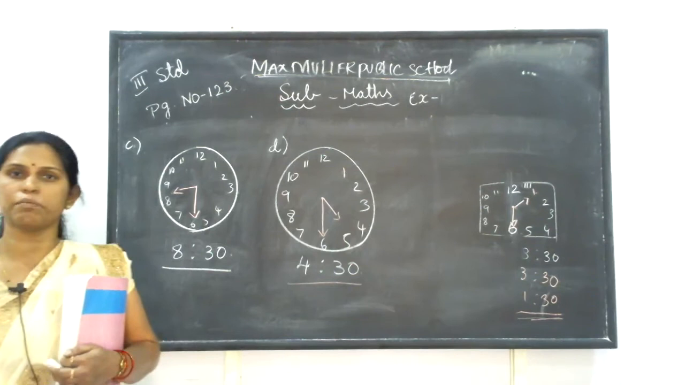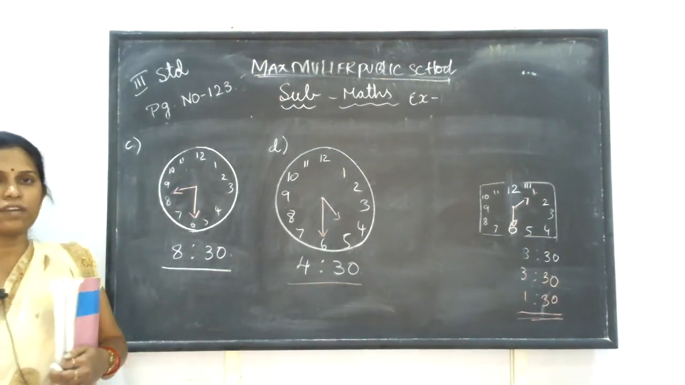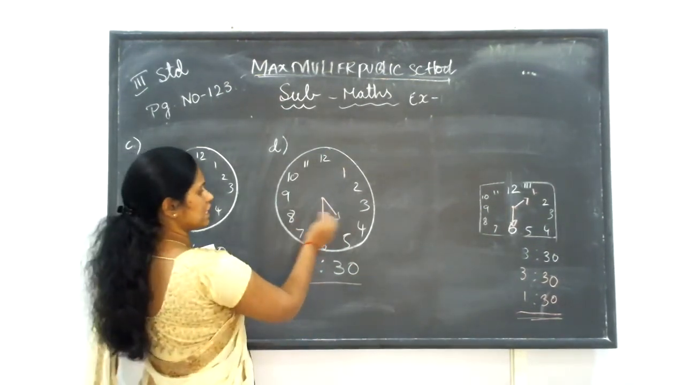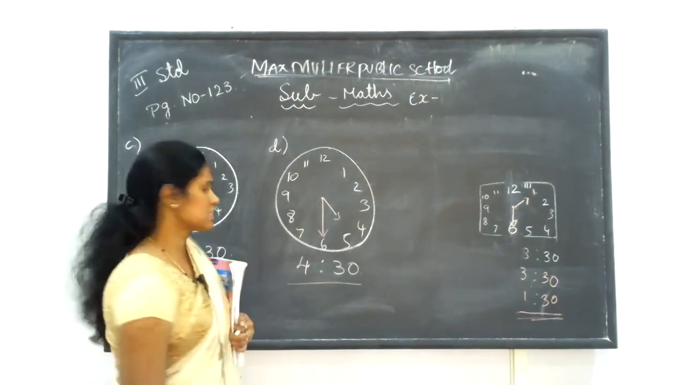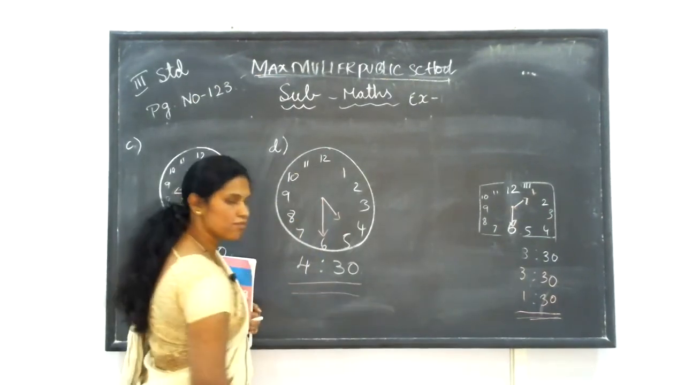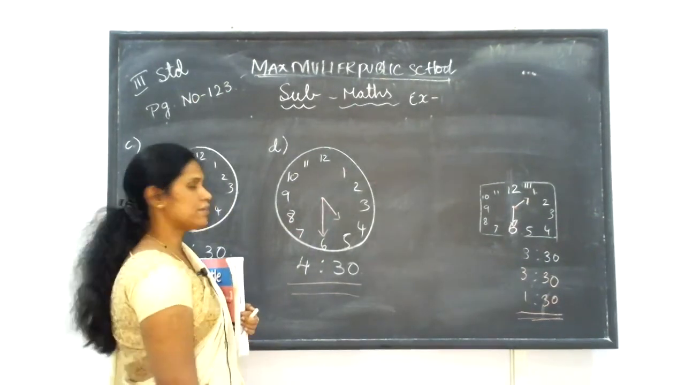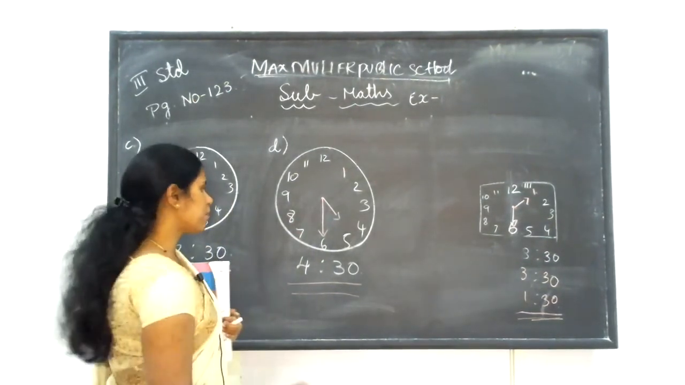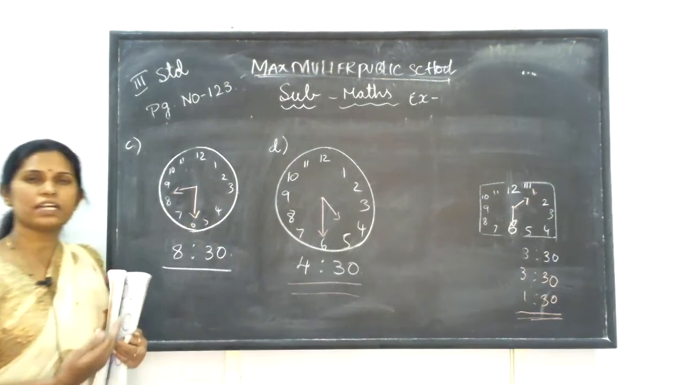Half past, 30 minutes past, means half an hour. Now, half an hour: 8:30, like that, 7:30. So this is what half past means: 30 minutes, half an hour past.